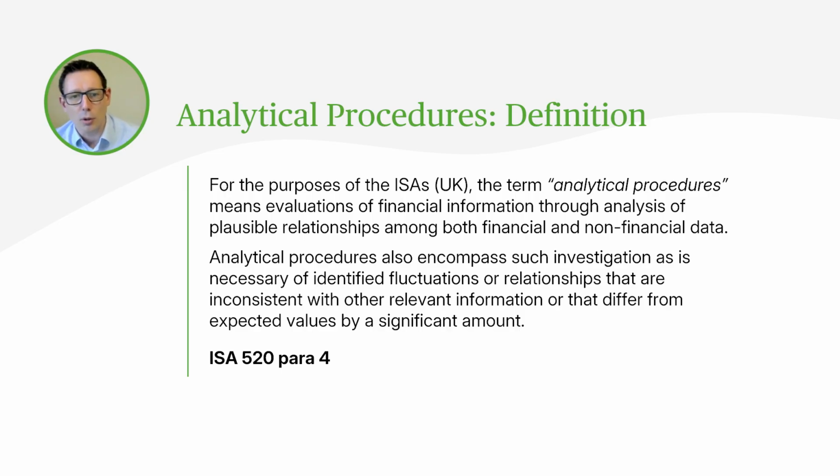The definition goes on to say analytical procedures also encompass such investigation as is necessary of identified fluctuations or relationships that are inconsistent with other relevant information or that differ from expected values by a significant amount. And this part of the definition really is picking up on the idea that where we do see something that's outside of our expectations, we need to follow it up. We need to get explanations for those variances and we need to corroborate those explanations.